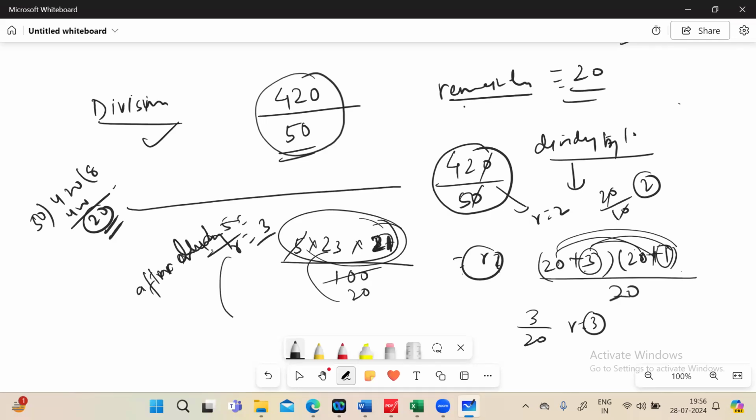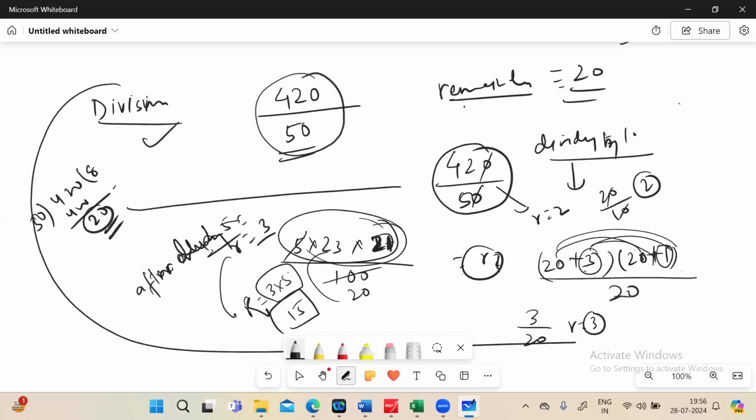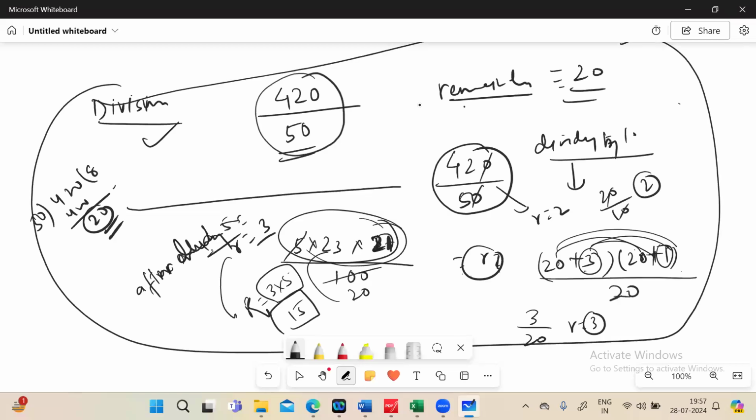So before division, what will it be? I will reverse multiply it. Yes, 15. So this concept you will also use frequently. I have shown you all the types of operations that can be done on a number and what remainder you will get.